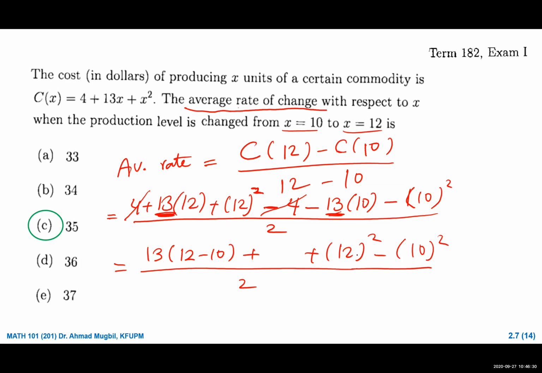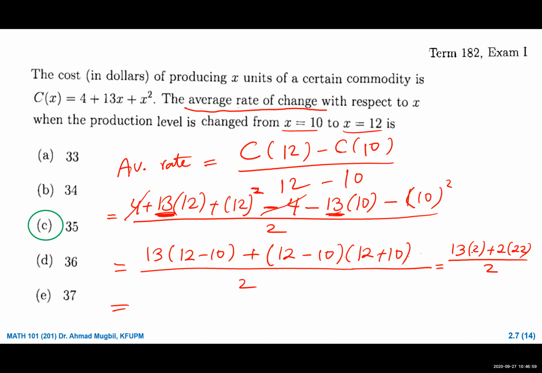Now plus, what is this? This is a difference of squares. So it will be 12 minus 10 times 12 plus 10. I'm just showing you another way that you can, of course, skip the calculations. Now 12 minus 10 equals 2, so it is 13 times 2 plus 2 times 22, over 2. Now take this 2 as a common factor and cancel it. You will have 13 plus 22, which will be 35.